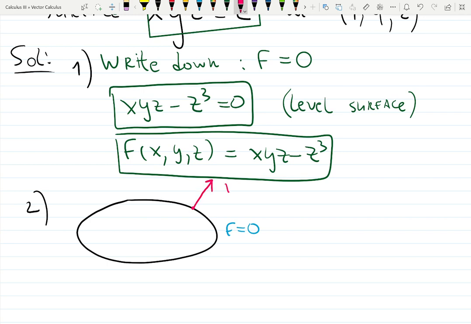However, the gradient is always perpendicular to level surfaces. That's why the gradient tells you the best way to go down from the mountain. That's what we call gradient descent. The gradient minimizes or maximizes things because it's perpendicular.